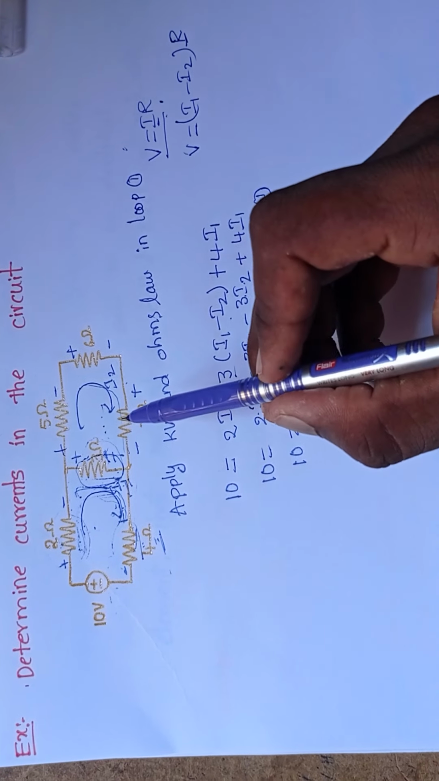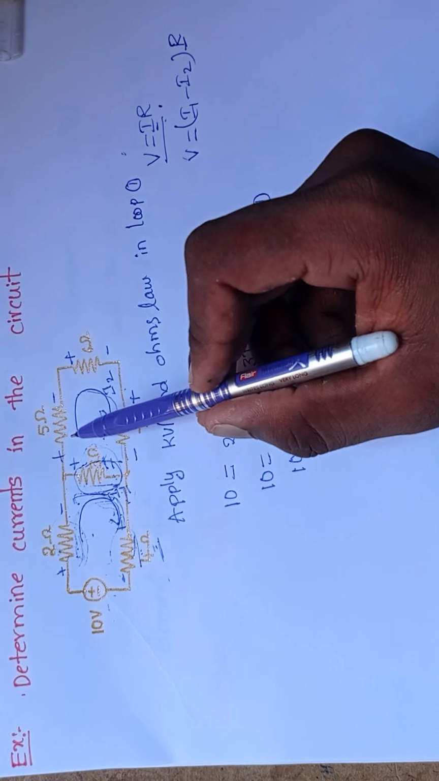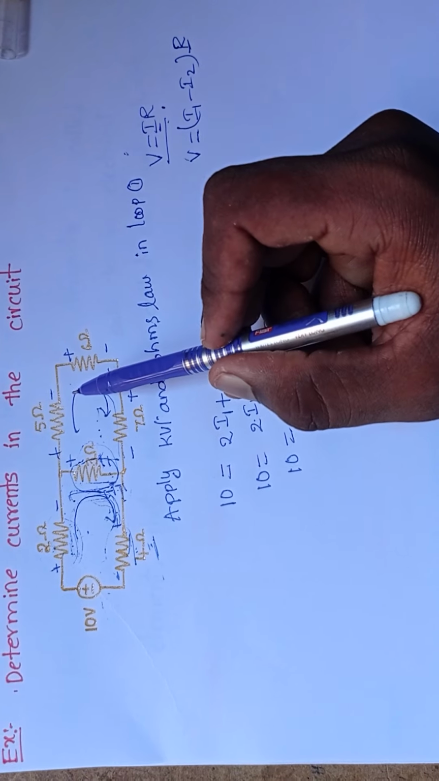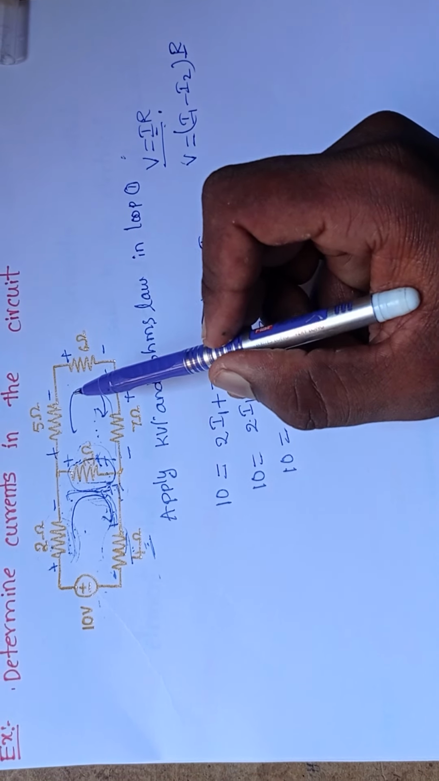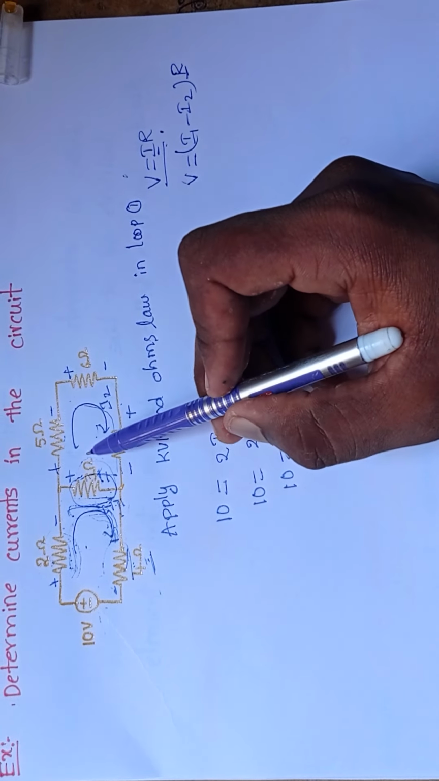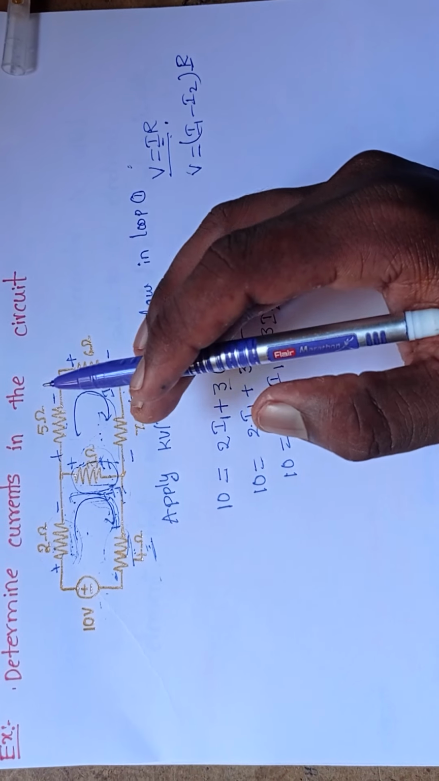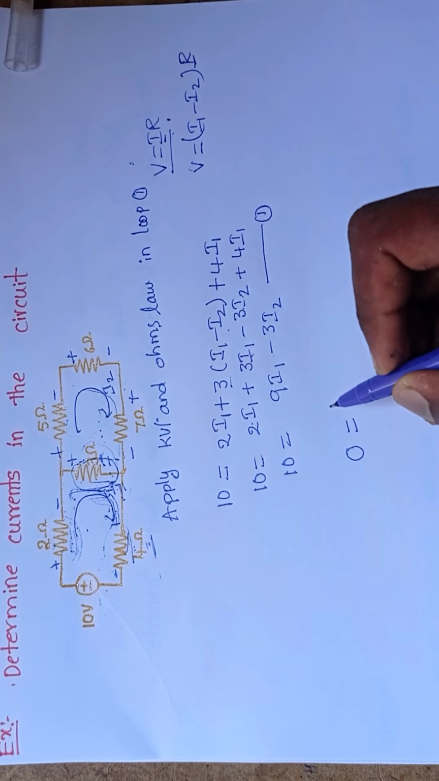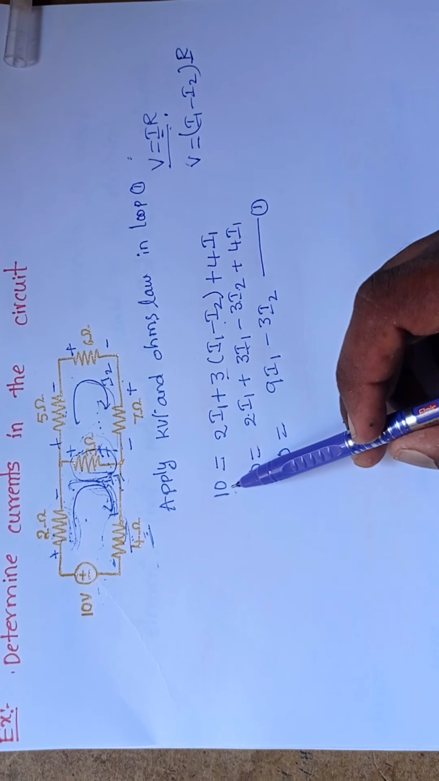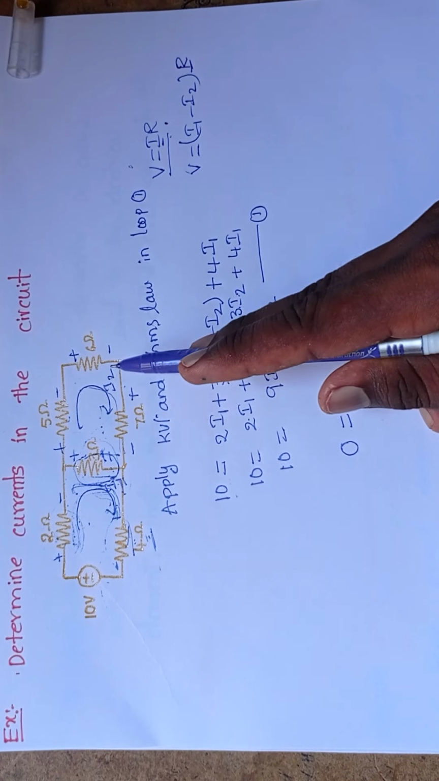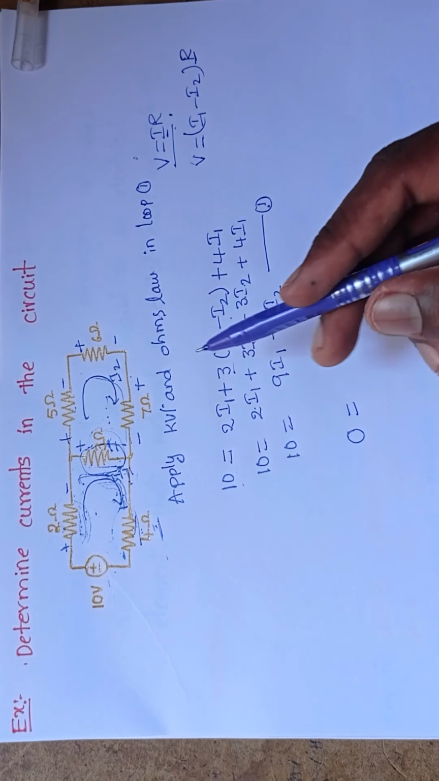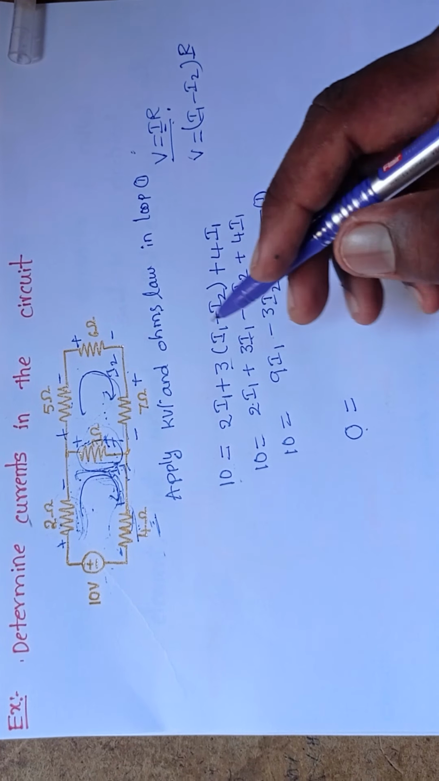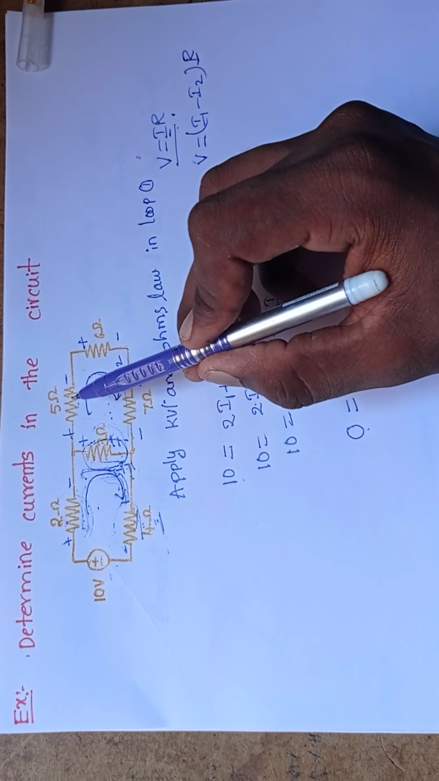Next, apply KVL in the second loop. This is the second loop. According to KVL, the voltage rises equal the voltage drops. In the second loop, there is no voltage source. That means voltage rises equal 0. In the first loop, we have a 10 volt voltage source, but in the second loop we don't have any voltage source. That means here voltage rises equal 0, and we have voltage drops at all resistors.